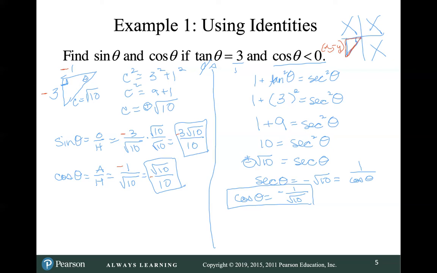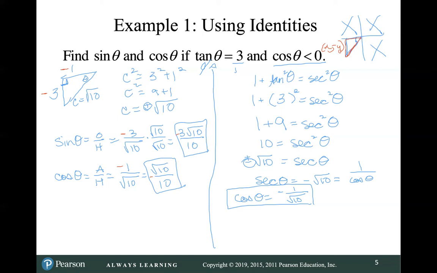Okay, so we found cosine, now we want to find sine. There's a couple different ways that we can do this. We want to use the information given as much as possible. So since we were given tangent, if we can find sine by using tangent, that's going to be the most accurate way. So I have tangent and I have cosine and I want to find sine.